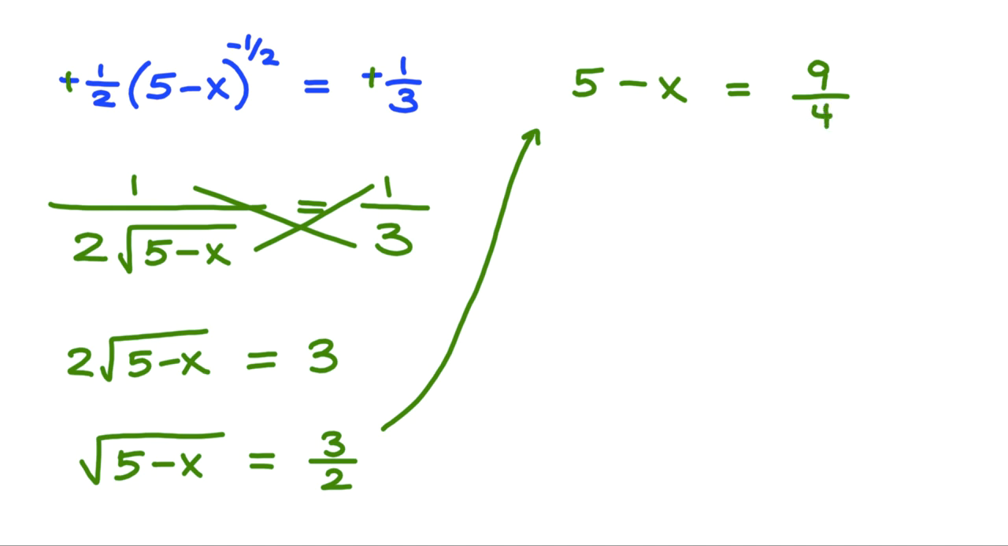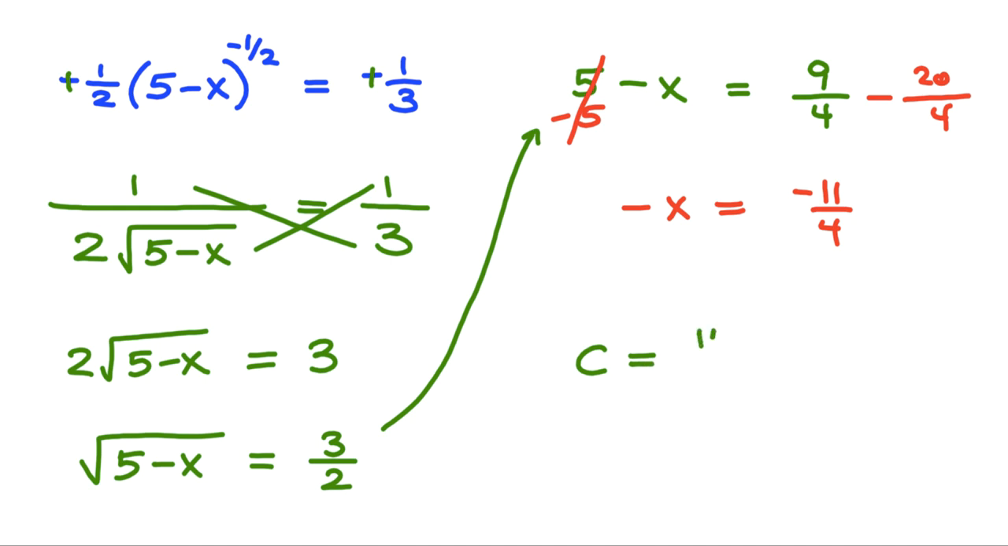I'll continue on with my algebra. I will subtract 5 from both sides. Let's see, 5 would be 20/4. Write it like that. So we have -x equals -11/4, which means x is going to be 11/4.